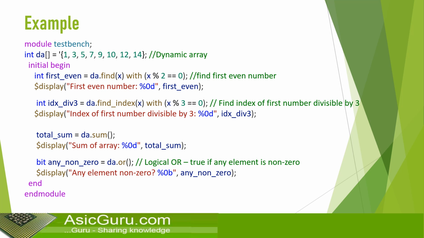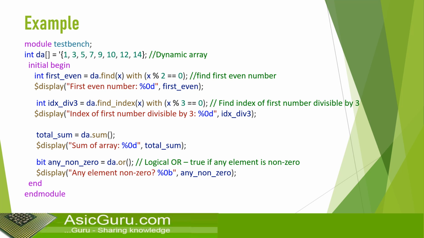So let's look at an example of all the array methods which we just discussed. Firstly, we are starting by declaring a dynamic array and initializing it using inline initialization. Inside the initial block, firstly we are using the method find, and we are trying to find a number which is even, which is divisible by 2. The first number which is divisible by 2 is 10, so $display would print the value as 10.